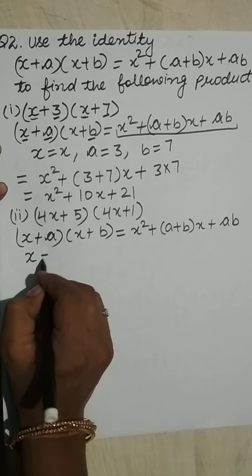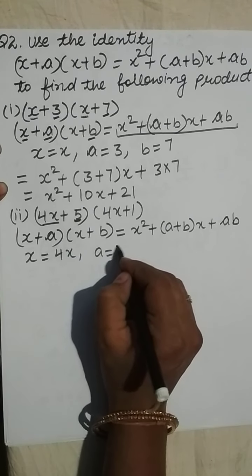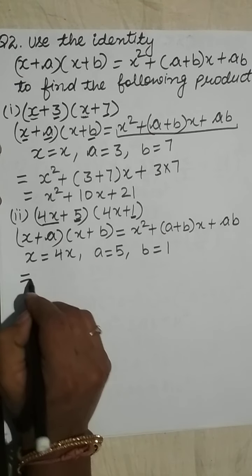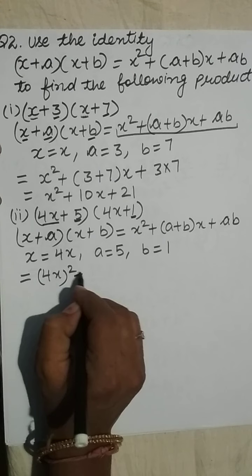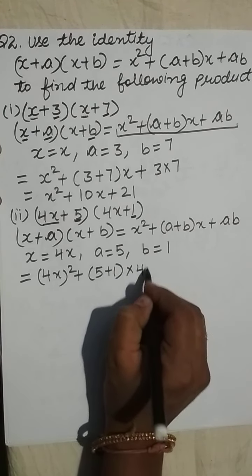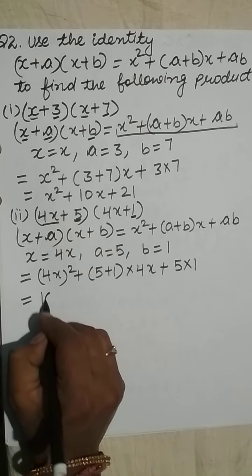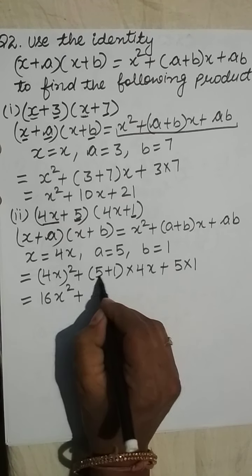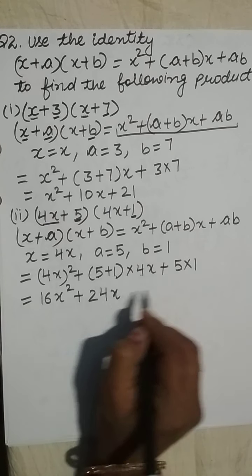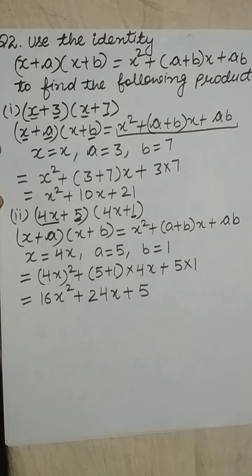Now here x is 4x, a is 5 and b is 1. Now substitute the values. This is 4x square plus a plus b, that is 5 plus 1 multiplied by 4x plus 5 multiplied by 1. Now square of 4x is 16x square plus 5 plus 1 is 6. 6 multiplied by 4 is 24x plus 5. 16x square plus 24x plus 5 is the answer.